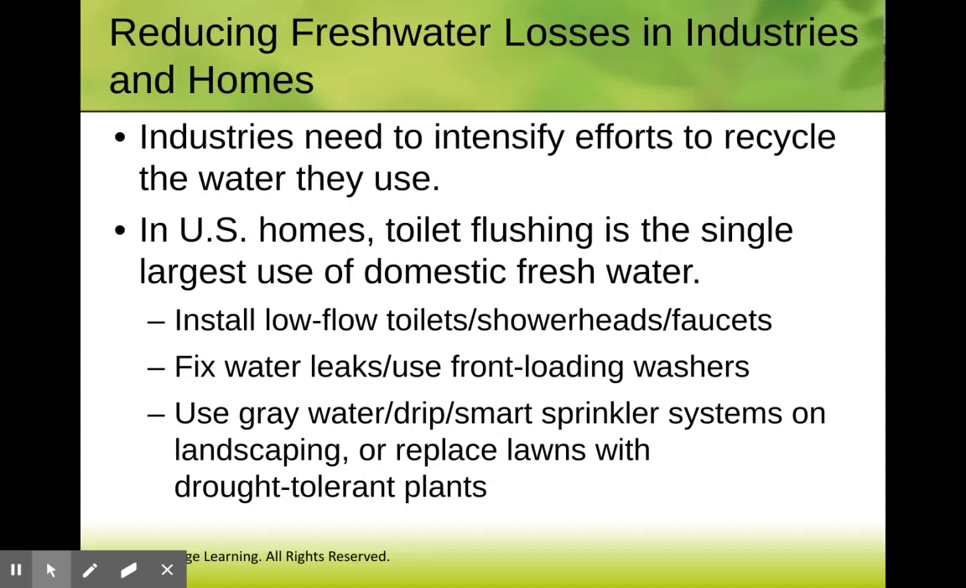And then in the U.S., toilet flushing is the single largest use of domestic fresh water. I know every time that I use the bathroom, I flush the toilet. That's about 1.6 gallons per flush. So we can install low flow toilets, shower heads, faucets. The saying is, if it's yellow, let it mellow, but if it's brown, flush it down. So keep that in mind. We could fix water leaks, use loading washers. So both of those will allow for less water to be used. Obviously, if there is a water leak, then that drop is water usage, okay?